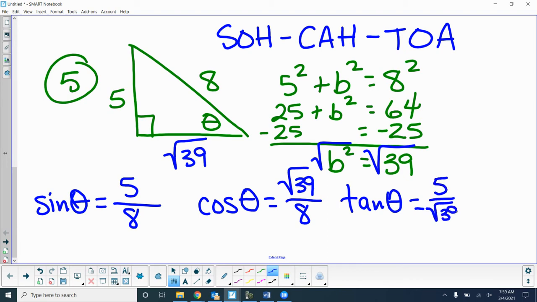Am I allowed to leave it like that? No, you have to rationalize it. So you have to do the radical 39 over the radical 39. So that's 5 times the square root of 39. And when you have the square root of 39 times the square root of 39, since they're the same, it just gets rid of that square root, right? So there's the first 3. The other 3 are the reciprocals of those. Okay?